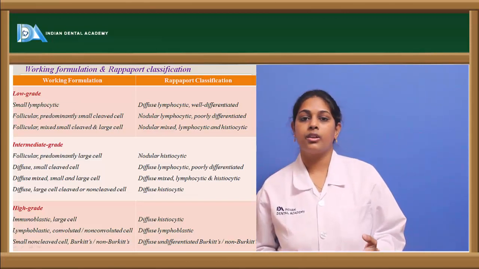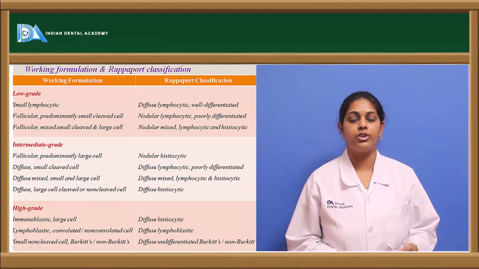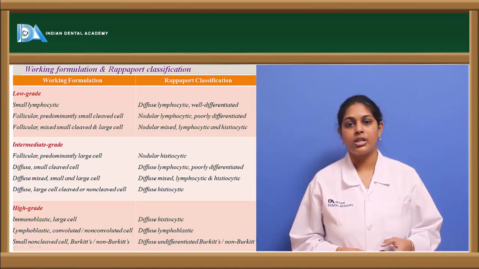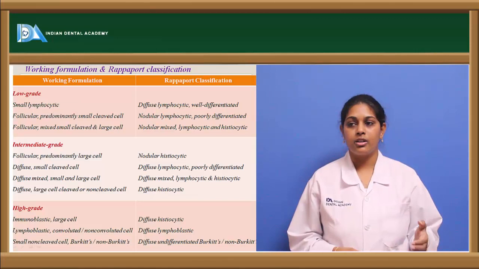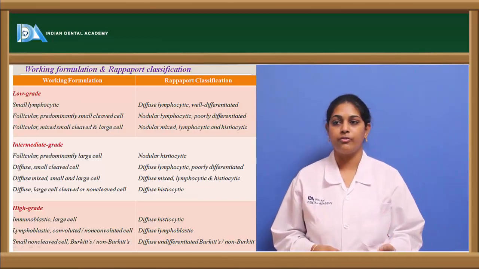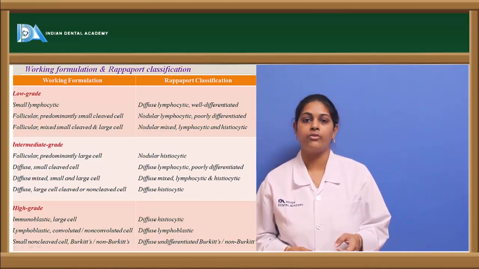Coming to the Rappaport classification, among the low grade types, we see there are 3 variants. The first one is a diffuse lymphocytic variant which is well differentiated. Then is a nodular lymphocytic which is poorly differentiated. Then it is a nodular mixed type which shows lymphocytic as well as histiocytic involvement of the cells.